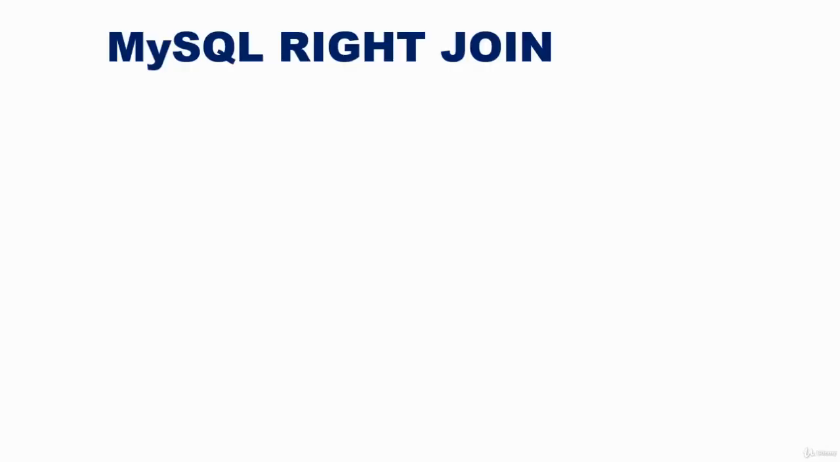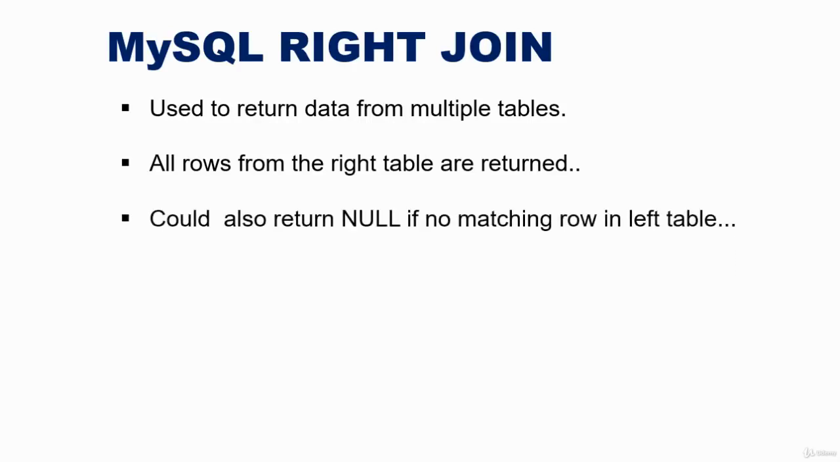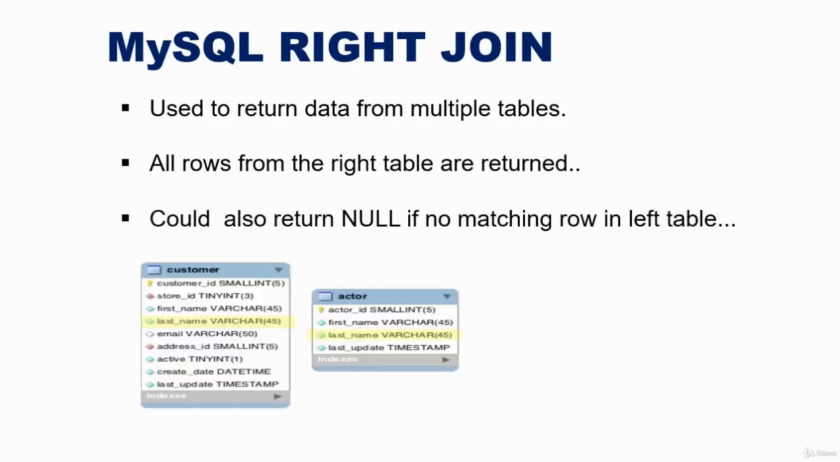The right join is used to return data from multiple tables. In particular, the right part basically means that all the rows from the right table will be returned, even if there's no matching row in the left table. This could also return null values appearing in any columns returned from the left table.